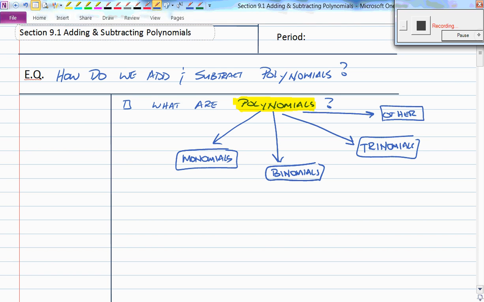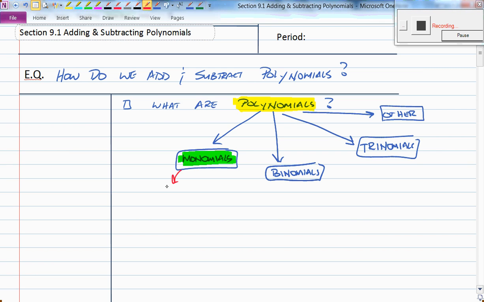Cool. Okay, I want to discuss each of these categories, okay? Remember, each of these, monomials, binomials, trinomials, and other, they all are polynomials. Even though they look different, they all represent polynomials. So let's first start off talking about monomials. Do you see a word in there that might give something away? Mono, right? So mono means one. Very good.